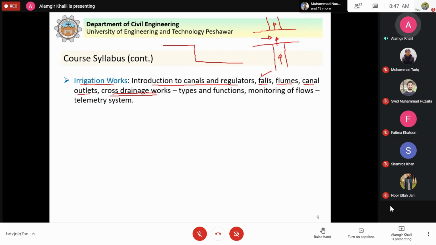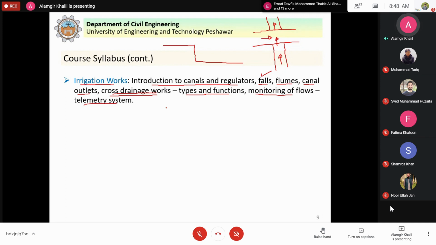So actually these are small chapters: canal falls, canal outlets, cross drainage works. So we will study about the types and their functions, and monitoring of flows, telemetry system, how we monitor the flow of water. You already studied the simple example: the stream flows in your hydrology course. So we measure the discharge at different points along the river or stream. For that purpose, you studied the different methods.